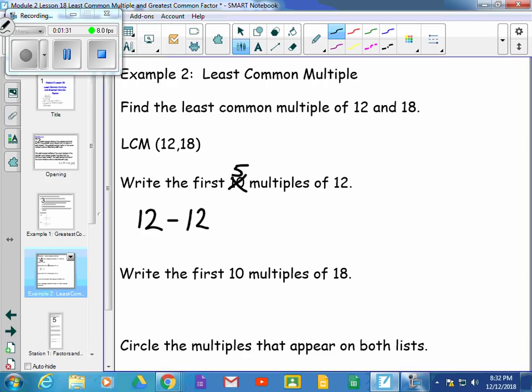12 times 1 is 12. 12 times 2 is 24. 12 times 3 is 36. 12 times 4 is 48. And 12 times 5 is 60.